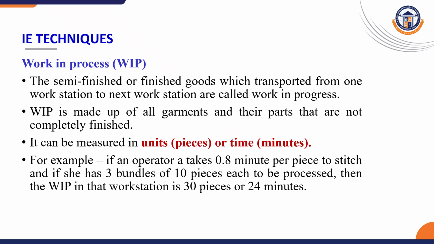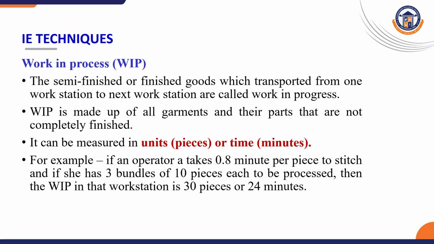Then the second one in industrial engineering techniques is work in progress. The semi-finished or finished goods which are transported from one station to another is called work in progress. Simple. Raw material is fed into a spreading table and then it is cut. It comes out as a final garment. Say 1,400 shirts, each shirt containing 2 meters, so 2,800 meters are produced per day. At any point of time, 2,800 meters of fabric is the work being processed to convert it into a final product. So that is what work in progress is.